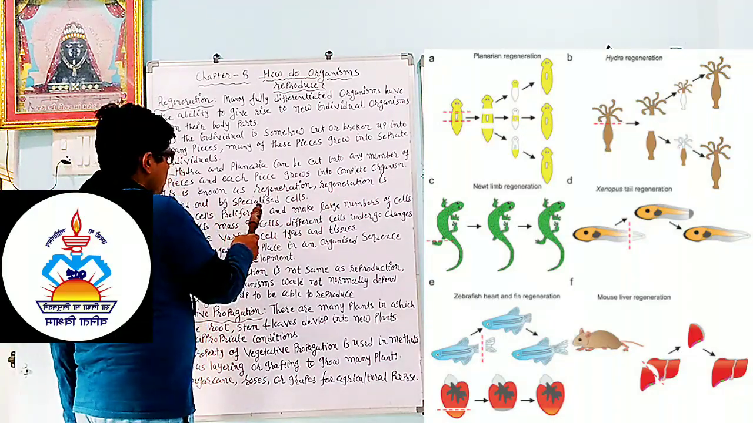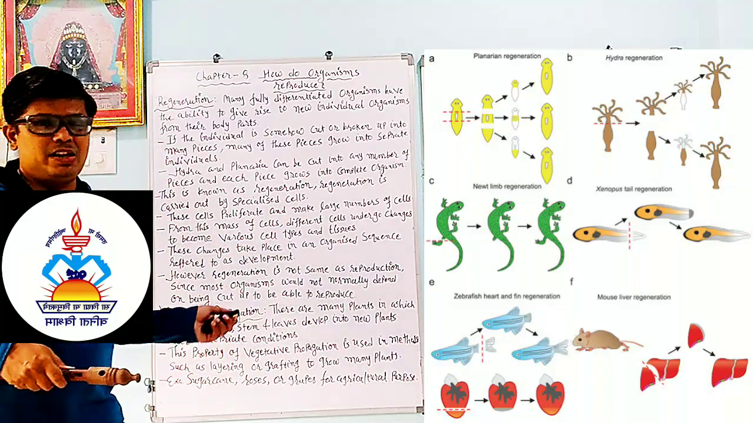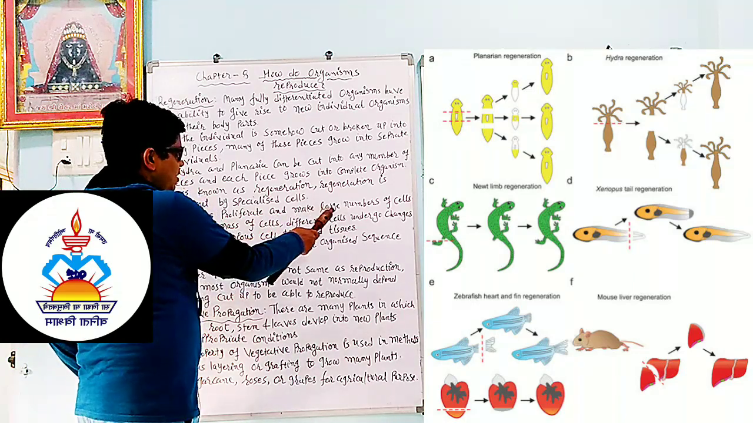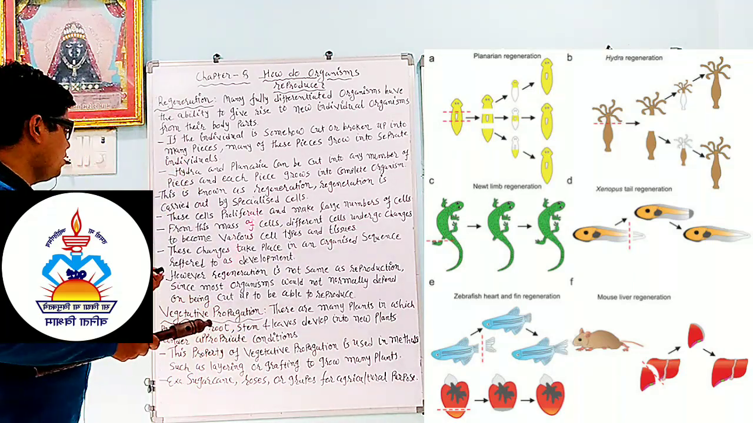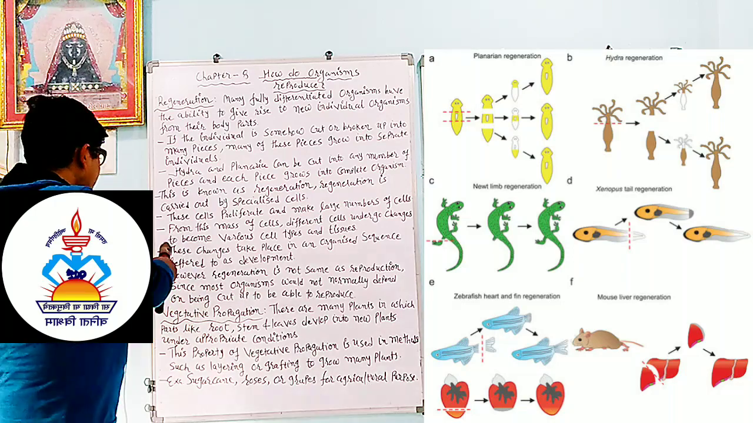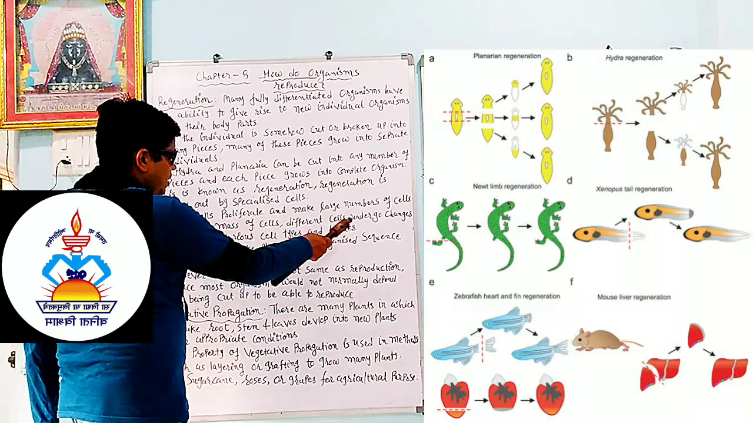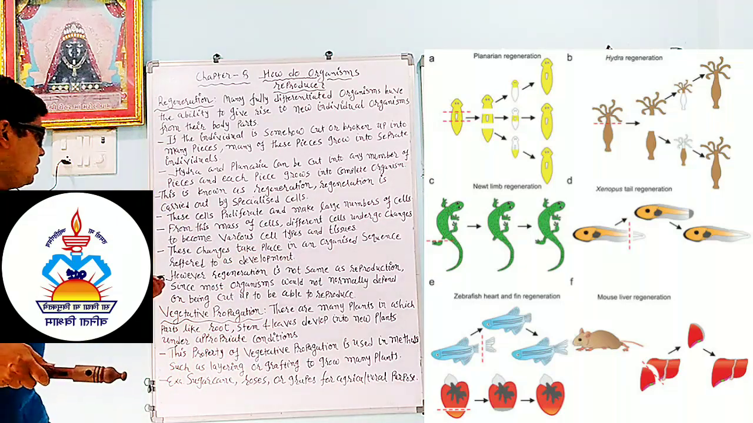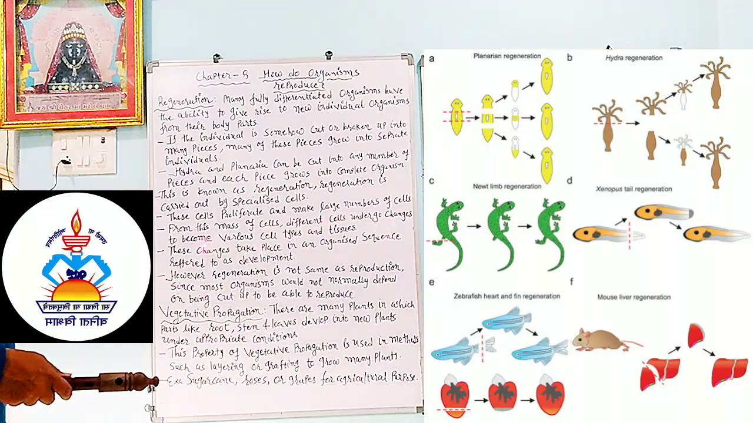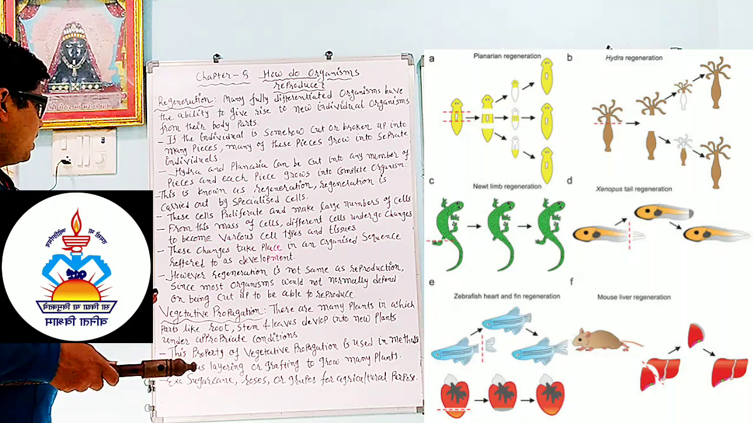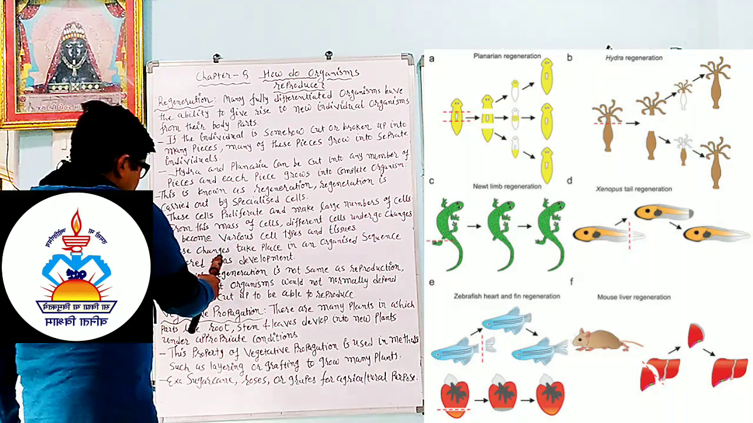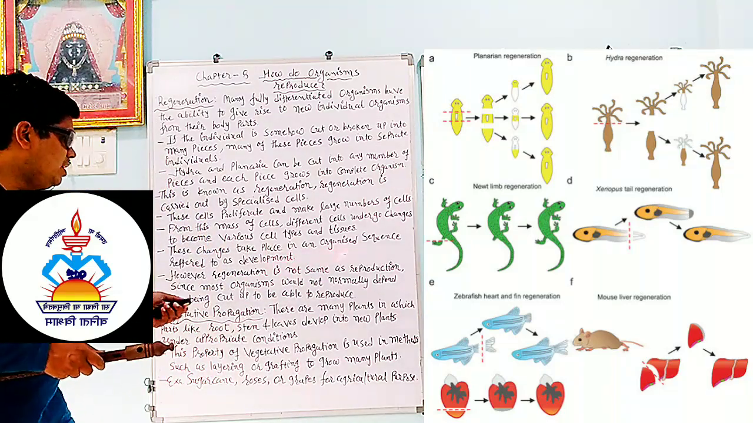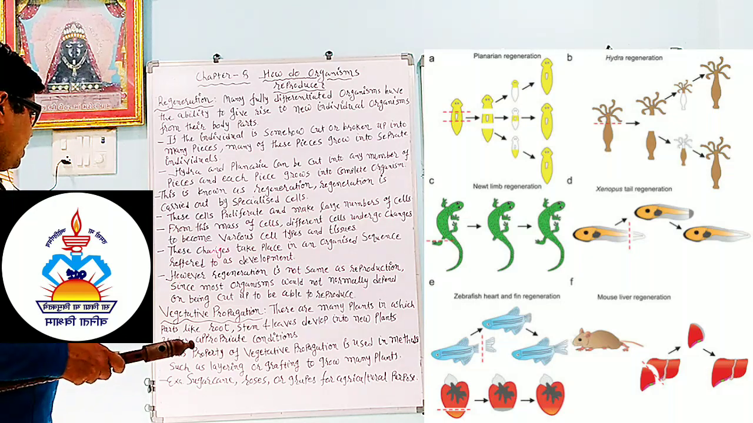Regeneration is carried out by specialized cells. These cells proliferate and make a large number of cells. From this mass of cells, different cells undergo changes to become various cell types and tissues. These changes take place in an organized sequence referred to as development.